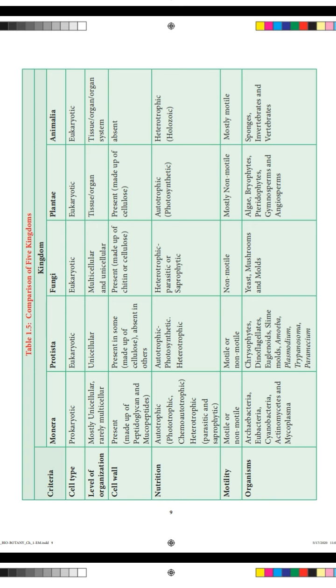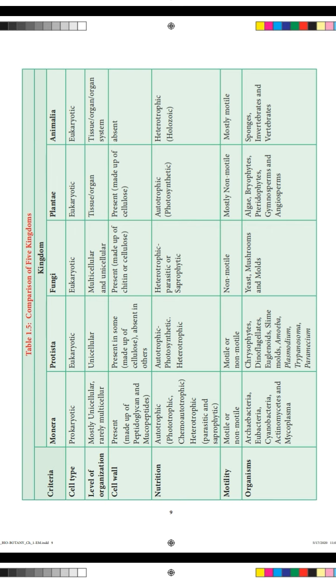Next, their motility. Motility means the ability to move from place to place. So Monera, they were motile or non-motile. Protista, again, they were motile or non-motile. Fungi were non-motile. Plantae, again mostly non-motile. Animalia, mostly motile.